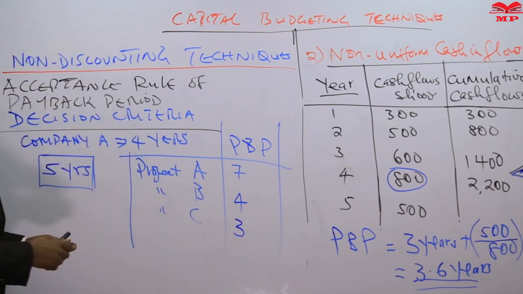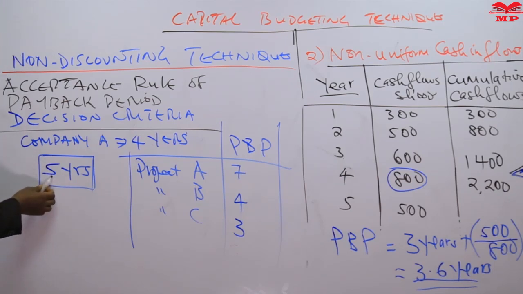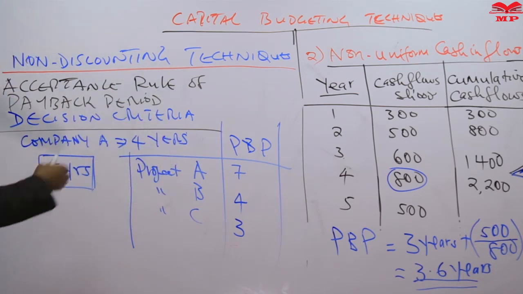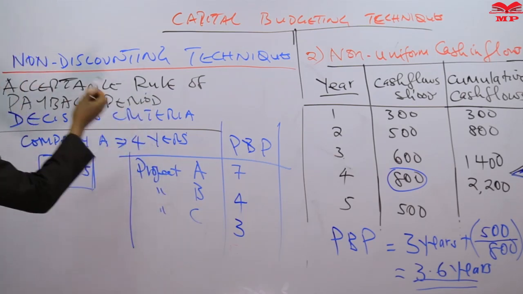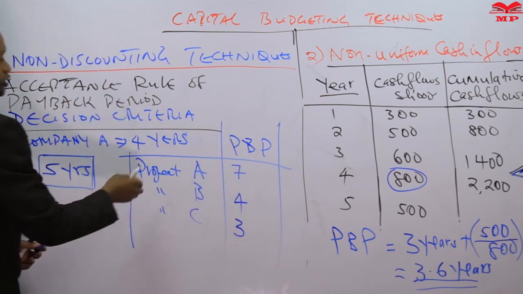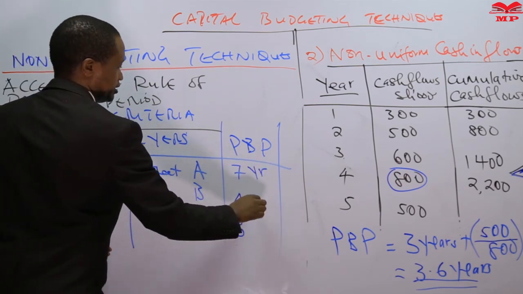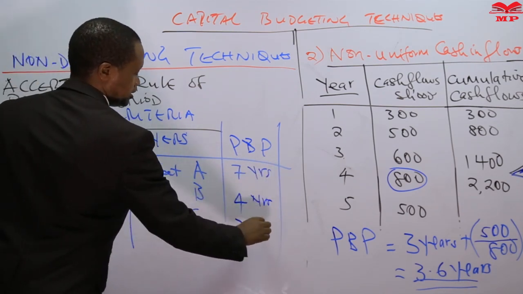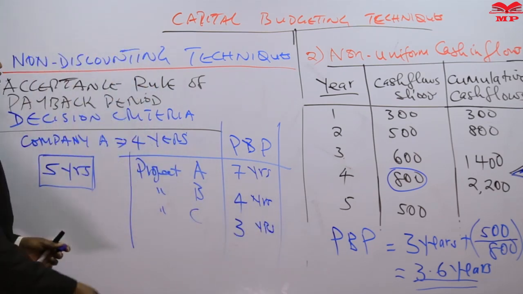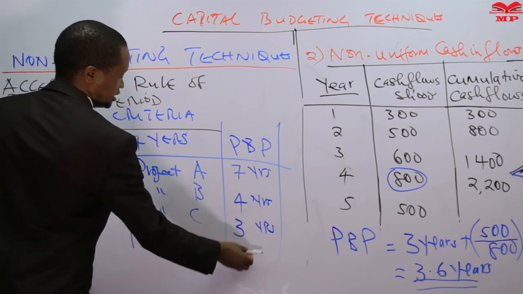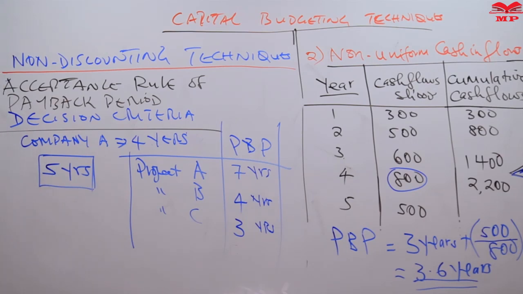Okay? So in this scenario, you have borrowed money and you are expecting this money to fund or finance the projects. So you have 3 projects you are evaluating, and you have the payback period for the three projects. Project A, 7 years. Project B, 4 years. Project C, 3 years. The loan that you have borrowed is expected to be repaid in 5 years.